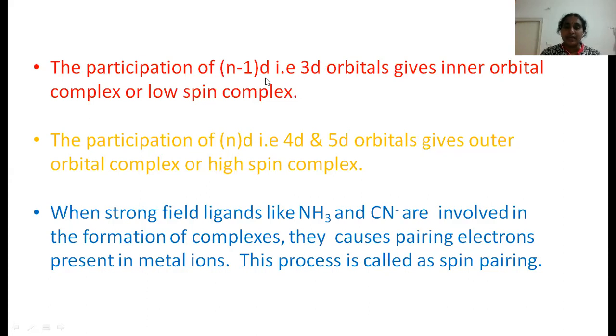If the metal involves inner orbital d orbitals, the complex is diamagnetic. Whereas if the metal involves outer orbitals, that is 4d or 5d, the complex is paramagnetic. Whenever strong field ligands like ammonia or cyanide are involved in complex formation, they cause pairing of the electrons present in the metal ion. This process is called spin pairing. That means in the presence of strong field ligands, single electrons become paired.